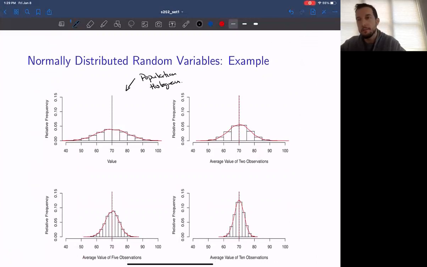Now you can see that this histogram is exhibiting that bell curve-like shape that is associated with a normally distributed random variable. So we are centered at 70. Okay, so that's this line here. And on each side of 70, the amount of area is approximately equal. So these are the characteristics of a bell curve, which is what describes a normally distributed population.